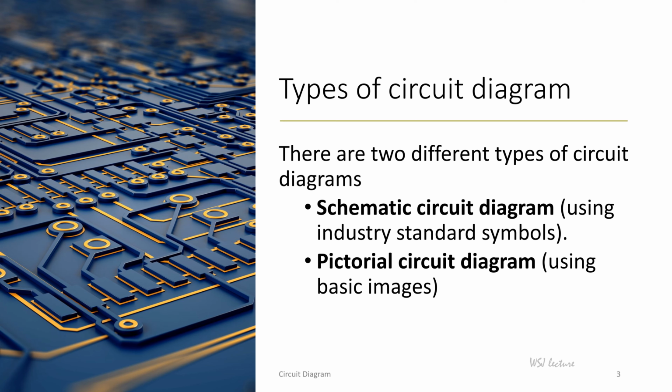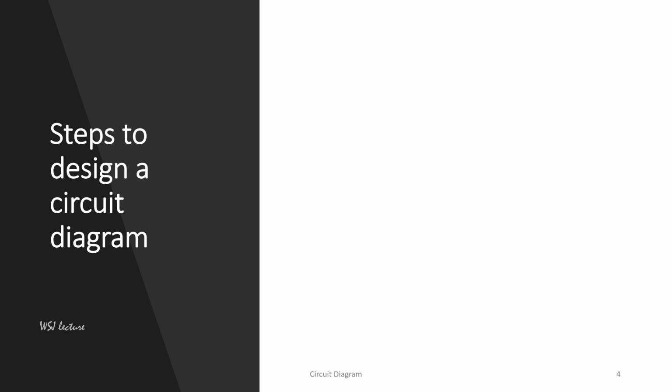Types of circuit diagram. There are two different types of circuit diagram. The first one is schematic circuit diagram and the second one is pictorial circuit diagram. In schematic circuit diagram, you will be using the industry standard symbols. In pictorial circuit diagram, you will be using the basic images of the electrical or electronic components.